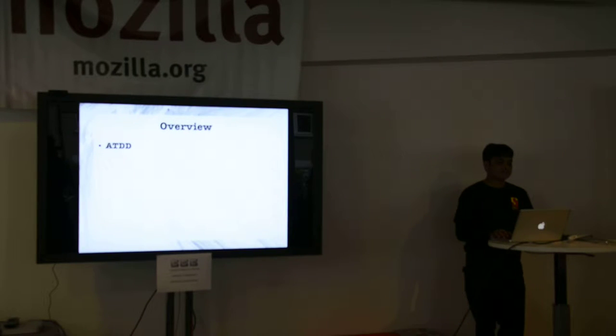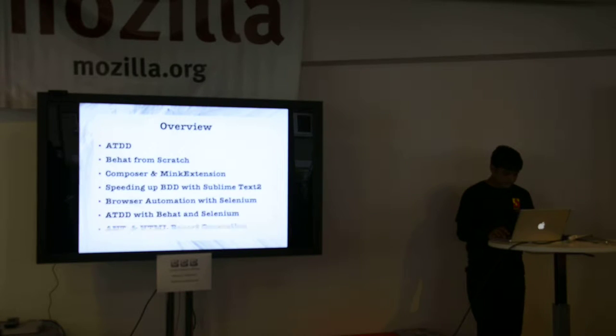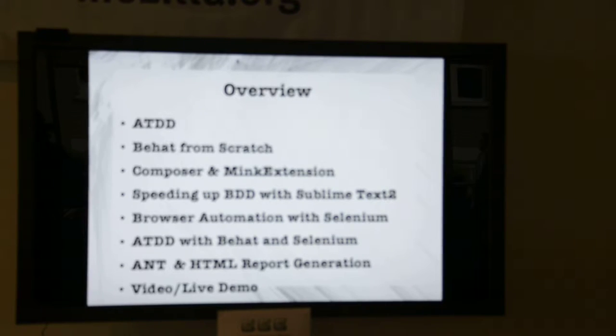So today we're going to cover some brief concepts about acceptance test-driven development. And I assume that nobody has heard about Behat, and that's why I will start from scratch. So we'll do some live demonstration. Then we will look at Composer and extensions, which are brand new things for Behat. Then a few things about speeding up BDD by writing the Gherkin file quickly with Sublime Text, then browser automation with Selenium, acceptance test driven development with Behat and Selenium, and how to make an HTML report with Behat.